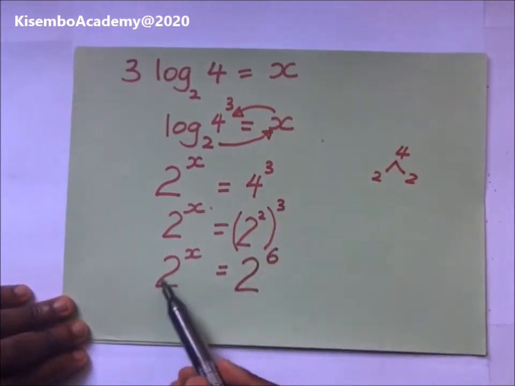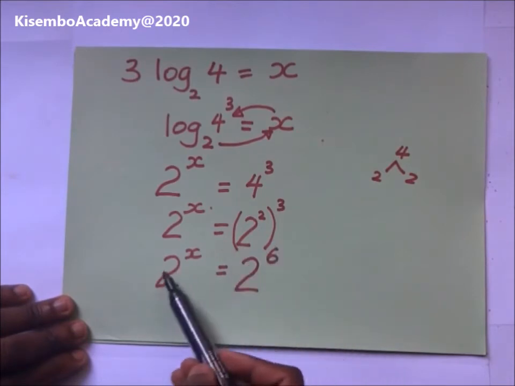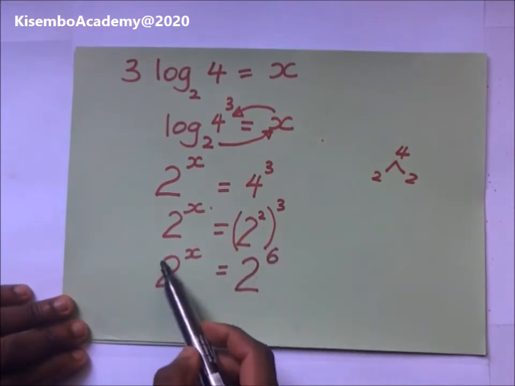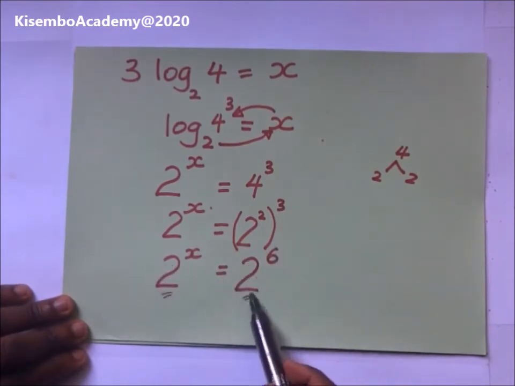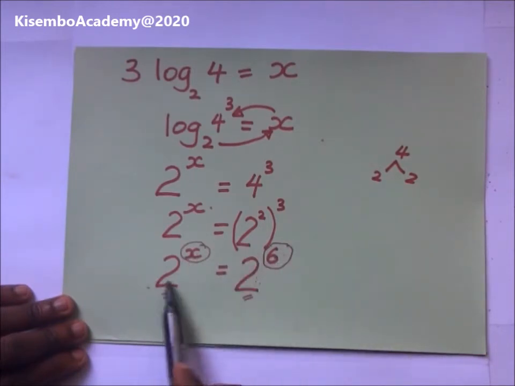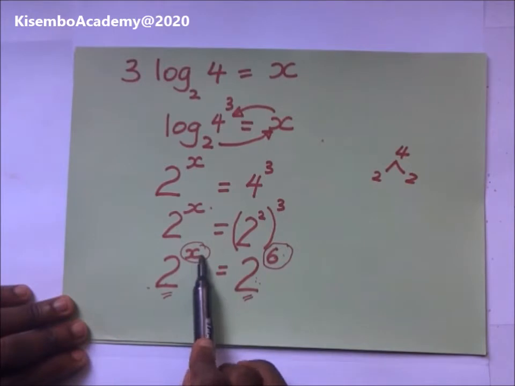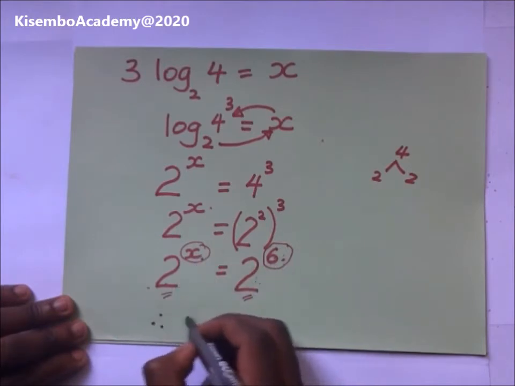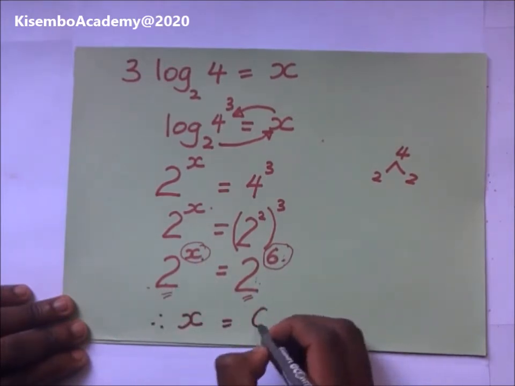Now you realize here 2 to the power x is equal to 2 to the power 6. The bases are the same. So if the bases here, 2 and 2, are the same, it also means that the powers are supposed to be the same. So our value of x is 6. Therefore, our value of x here will be 6.